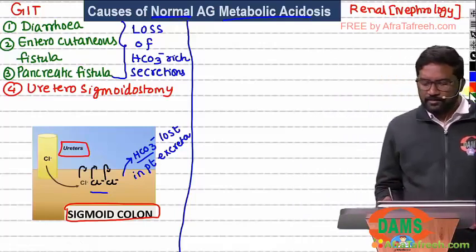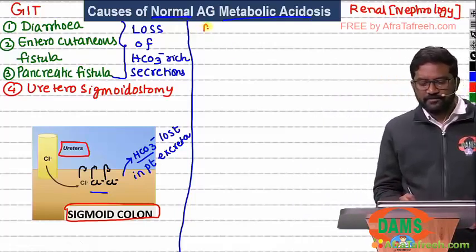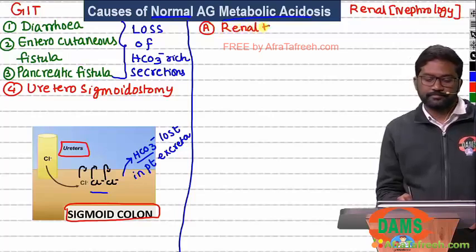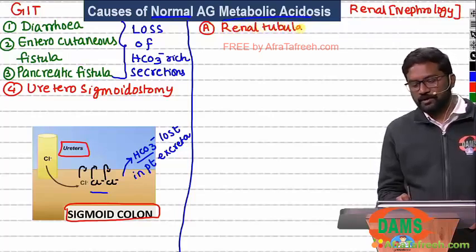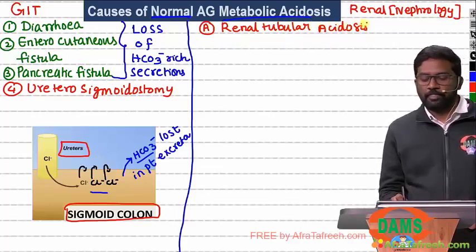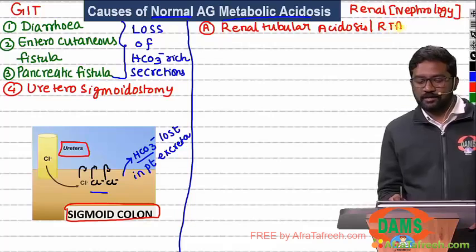Now coming to renal causes. So first group will be renal tubular acidosis, that is RTA. Next will be drugs.